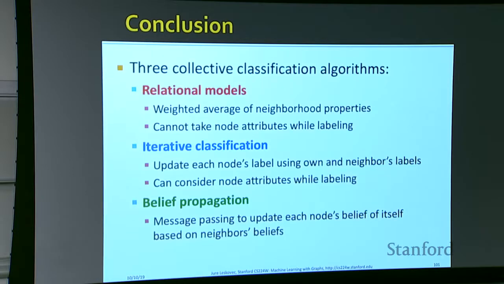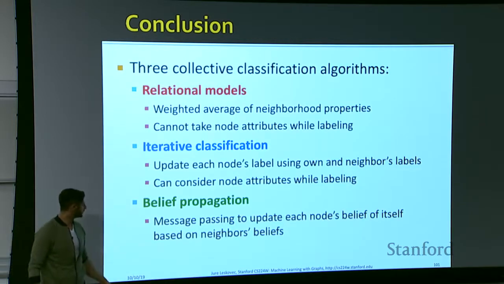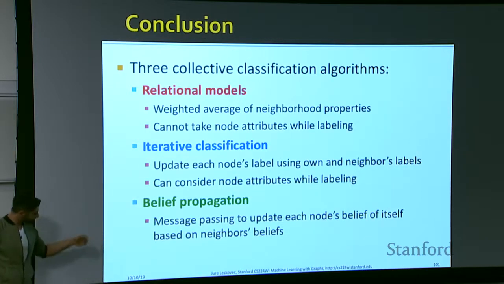Okay, to conclude very quickly, we saw 3 different models today. The relational one, where we just average the neighbor properties, but it doesn't use the node attributes while labeling. The iterative classification, which not only uses the node labels but also the neighbors' labels, and it can consider the node attributes while labeling. And last but not least, belief propagation, where by message passing, we update each node's belief of itself based on all the neighbors' beliefs.